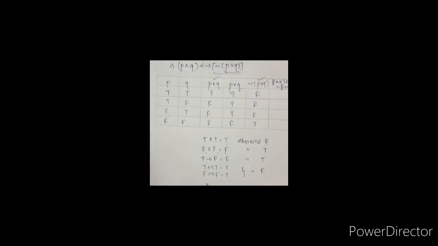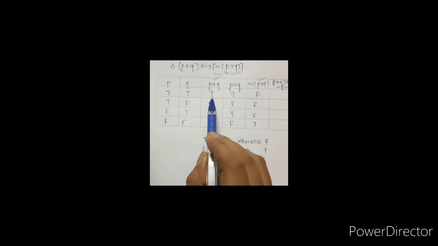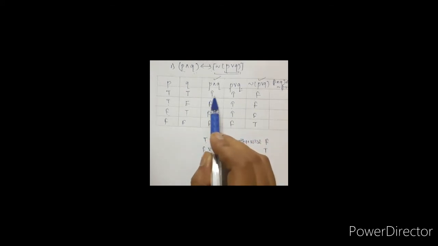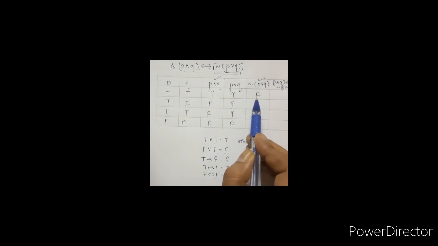Now what is the case for double implication? If true if and only if true, it is true, and if both are false, then also it is true. Otherwise, for all other cases, it is false. So in the first case, the first one is true and this is false. So true if and only if false.